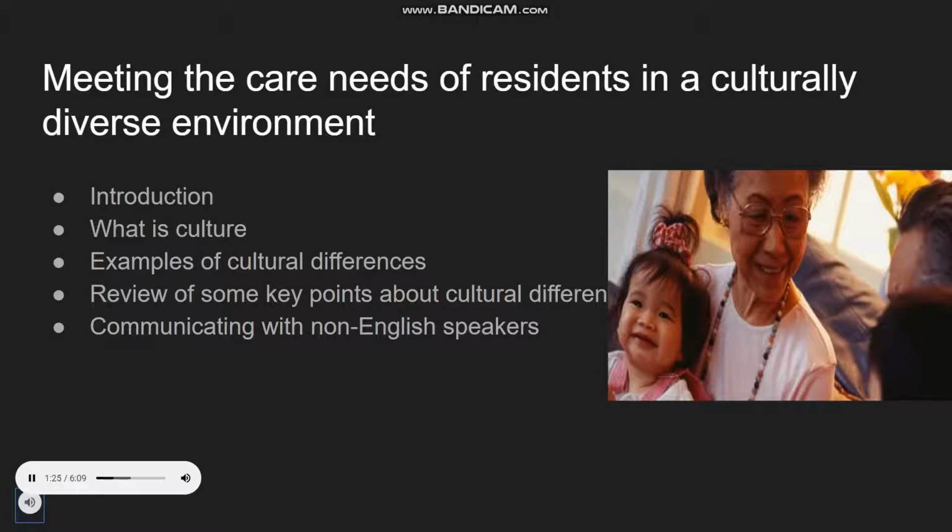In order to provide the best quality care and give everyone the respect they deserve, it is important to understand how culture affects the way we live our life every day. What is culture? First, let's take a closer look at the meaning of culture. Culture is a set of values, beliefs, and behaviors. Culture is the truths that are accepted by the members of the group.